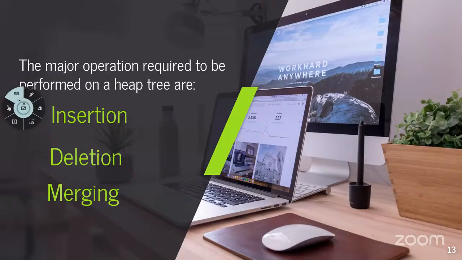The major operations required to be performed on a heap tree are insertion, deletion, and the last one, merging. But the merging operation is not available in your syllabus. These are the three very important operations available in heap tree: inserting an element into a heap tree, deleting an element from a heap tree, and merging two subtrees into one single tree, either a max heap or a min heap.